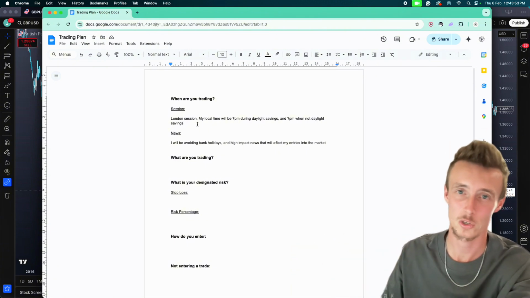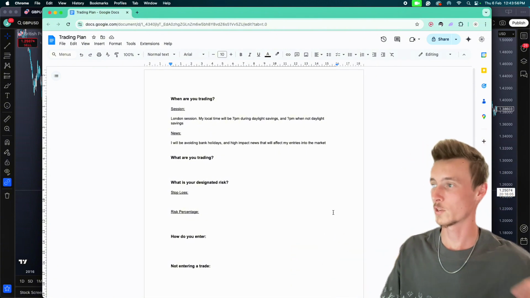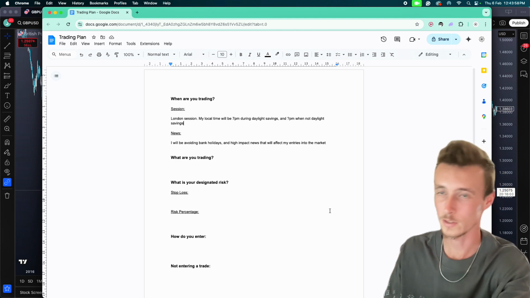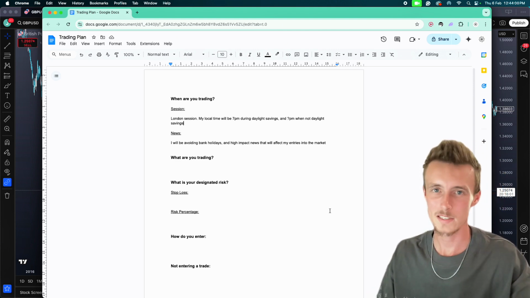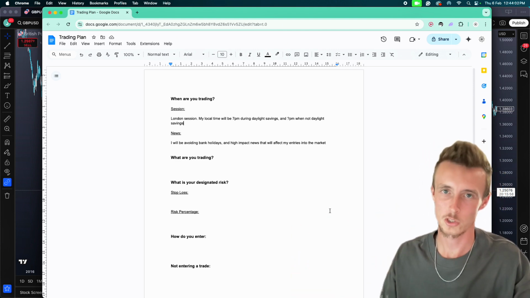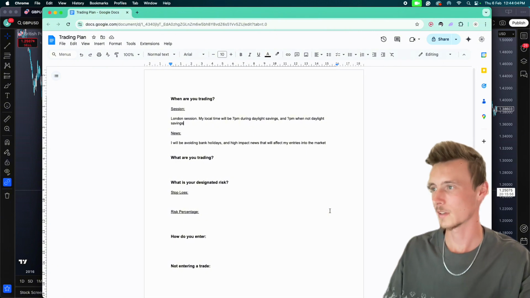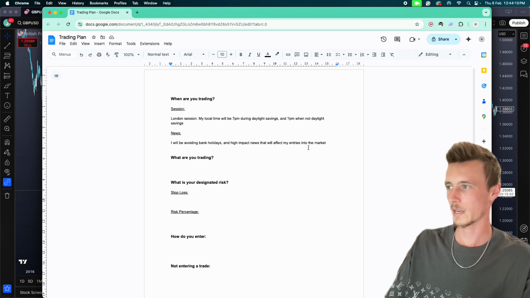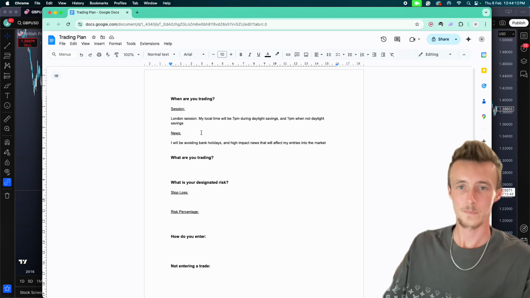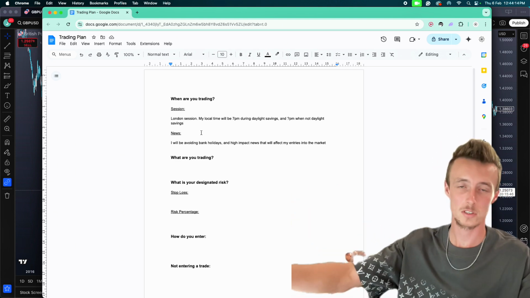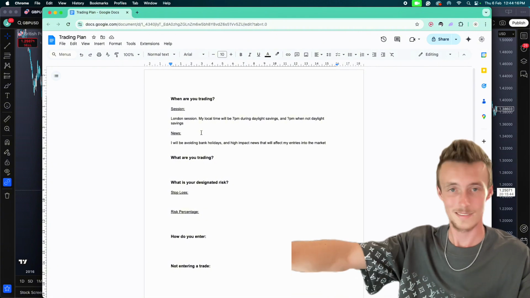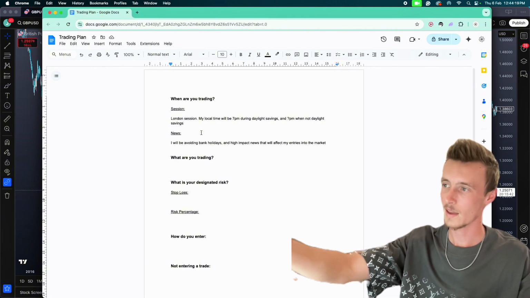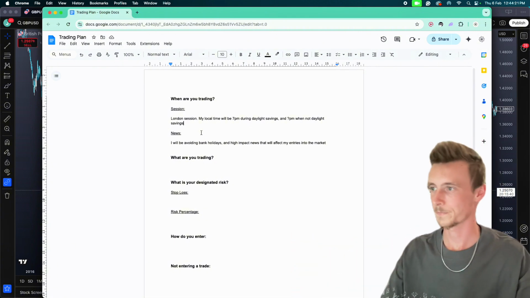But as I taught you a long time ago now, you can change your TradingView chart to show you the local time. So it'll make it way easier to figure out which candle you should be entering in on once the market opens. So fill that out. And then we have news. I'll be avoiding bank holidays and high impact news that will affect my entries into the market, right? Perfect. That is the only times we are trading: when our session lines up with our pair and when the news suits us.